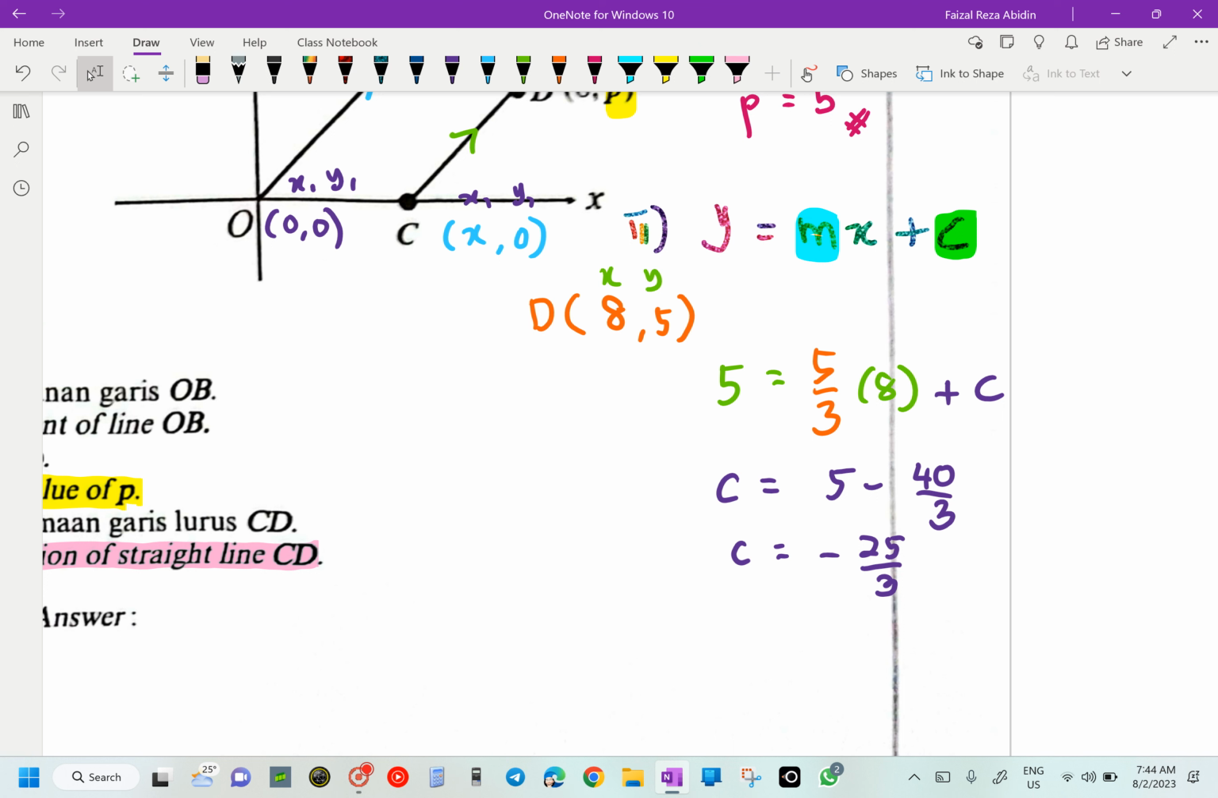So we are going to substitute back into our equation of straight line. y equals what? 5 over 3 x, oh sorry, minus, our c here is 25 over 3. So what can you say for the questions over here is that they are related from the first one, second one and the third one. If you cannot find the gradient, then you cannot find the value of P, then you cannot find the equation of straight line CD here. Can? Okay, next.